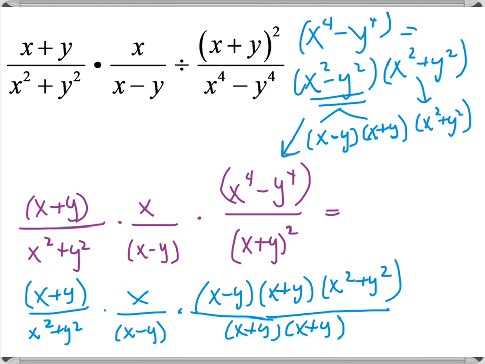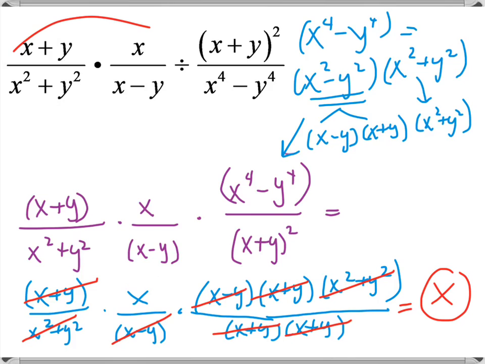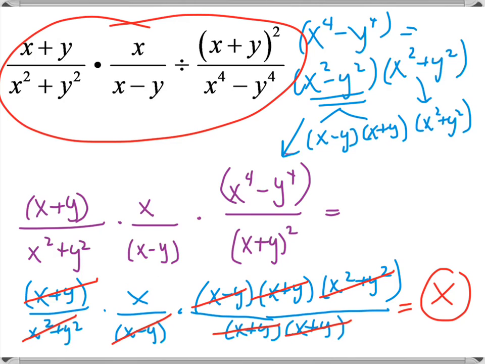Okay? Then let's start canceling. Well, we have an x plus y here and an x plus y here. We have another x plus y here, another x plus y here. We have an x squared plus y squared and an x squared plus y squared here. And we have an x minus y and an x minus y here. So we are left with just x. So this whole thing just cancels out to x. And that is the last example here.